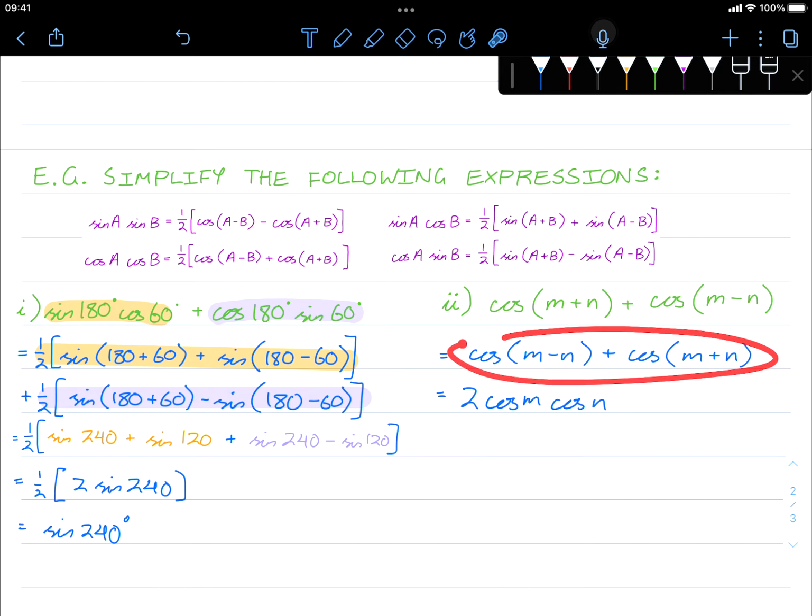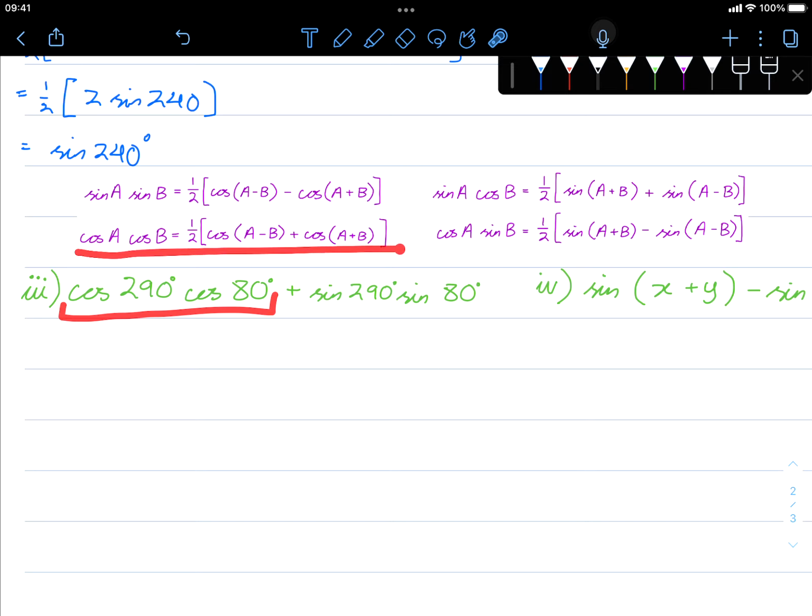Okay, let's try another example here. Let's copy this and bring it down. Alright, so look again very carefully. Cos, that's this one here. So that's going to be half outside of cos of a minus b. That's 270 minus 80. Sorry, 290 minus 80.